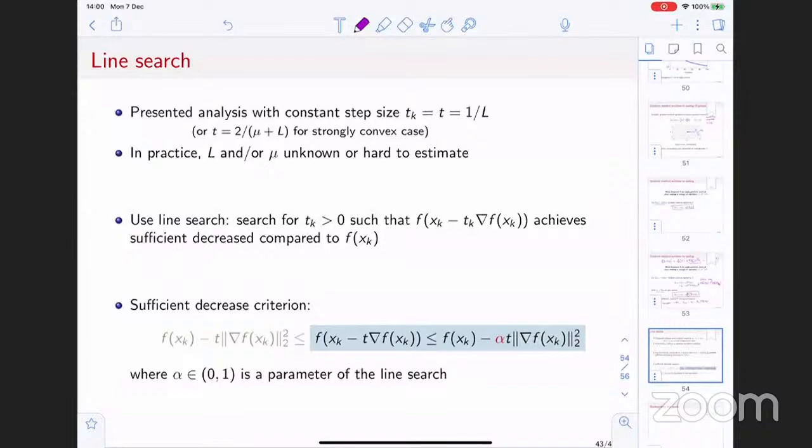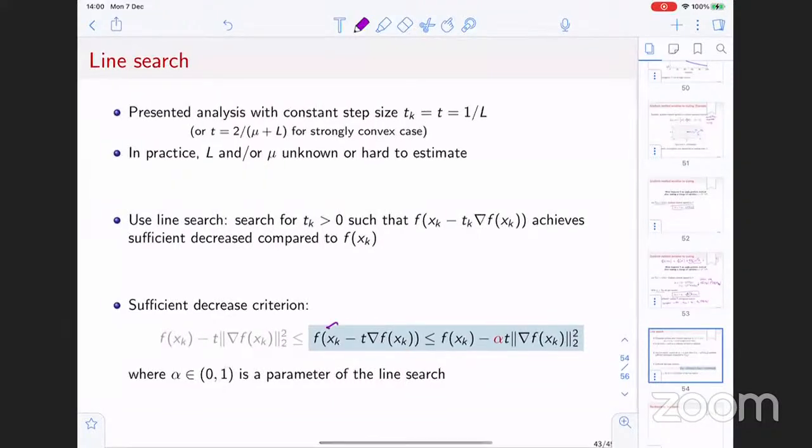Forget for now about the gray part that you see on the left, just focus on the blue part. What you want is that f at x_k minus t gradient of f at x_k, which is going to be your x_{k+1}, is smaller than f at x_k minus a certain constant alpha times t times the norm of the gradient of f at x_k squared. You can think of alpha as just being 1/2, to fix ideas.